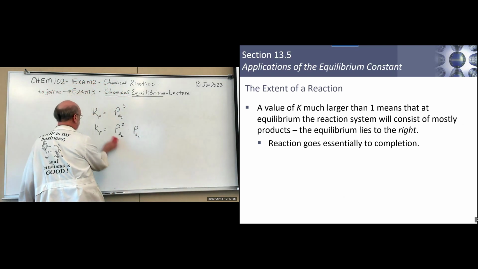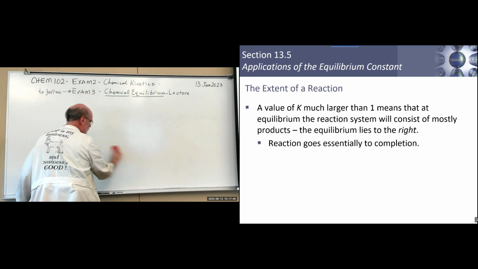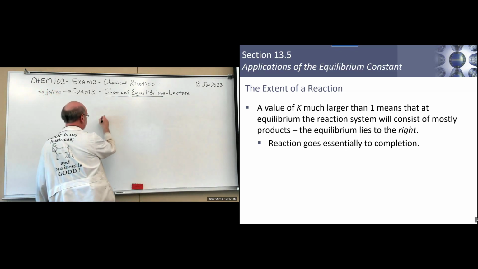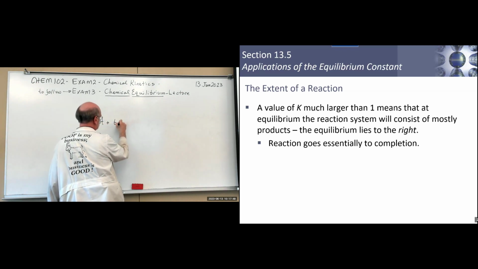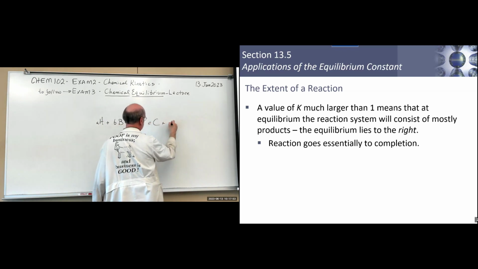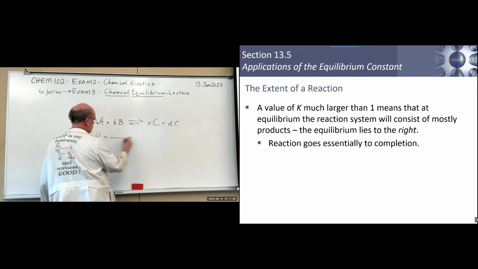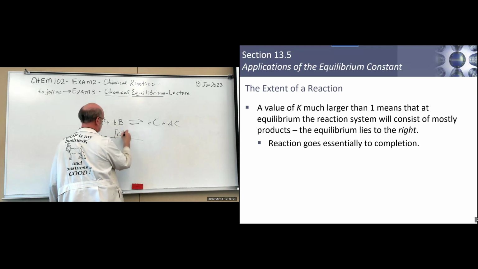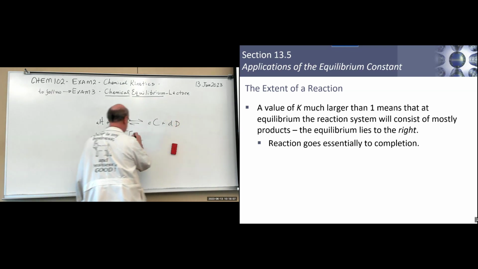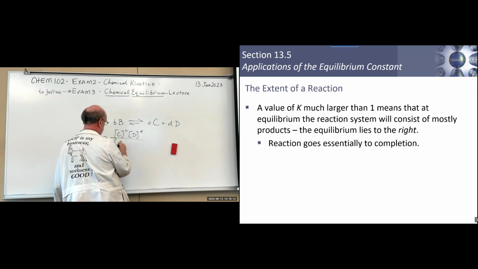So what can we learn from K? We've learned how to write K expressions, equilibrium expressions for an equation. But what does the K tell us? Well, if we've got reactants yielding products, and we write the expression here, put C and oops, B, and then the reactants go in the denominator.